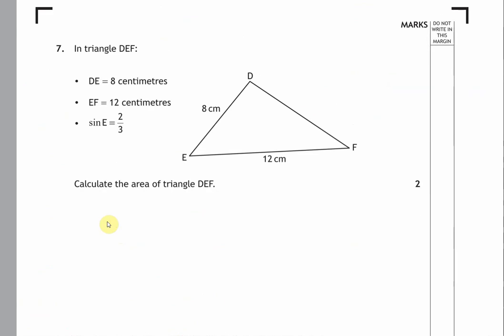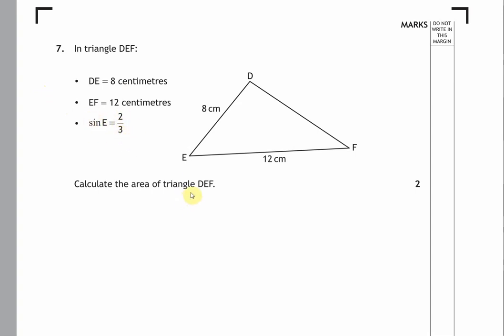Now question number 7 is we need to calculate the area of this triangle. So again, remember this is a non-calculator question, so they won't expect you to be able to do the trigonometric values off the top of your head. So that's why they give you this sine E value is 2 over 3.